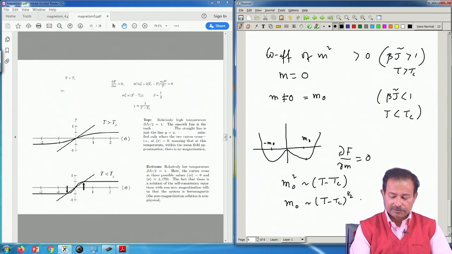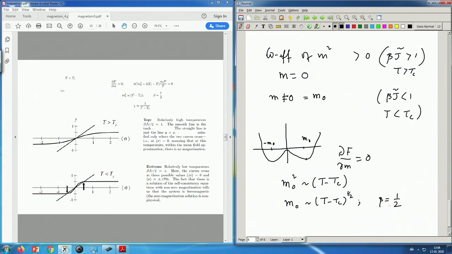This exponent half in mean field theory is always half, and this is called the beta exponent. Similarly, you can keep the magnetic field, do the expansion and calculate del m del h, which gives you chi, and there you will find that chi goes as 1 by T minus T c. That means chi goes as T minus T c to the power minus 1. So, that exponent is called gamma, and that gamma exponent is 1.